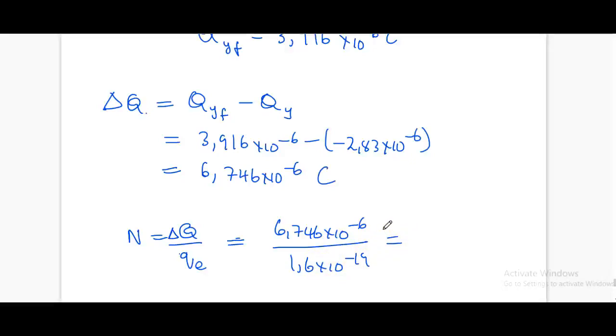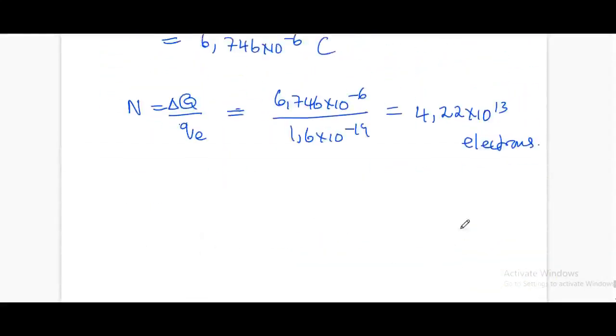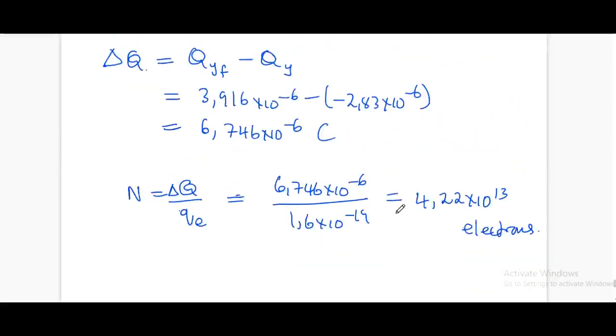Okay, so 6.746 times 10 to the power minus 6 divided by 1.6 times 10 to the power minus 19. How much do I have? I have 4.22 times 10 to the power 13 electrons. So that many electrons were lost in order to make that charge positive.